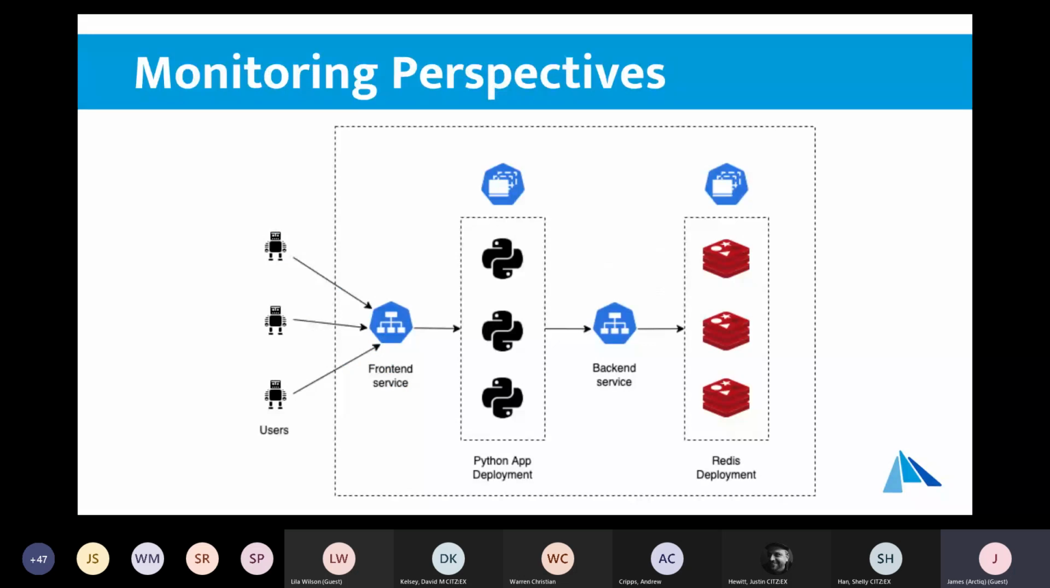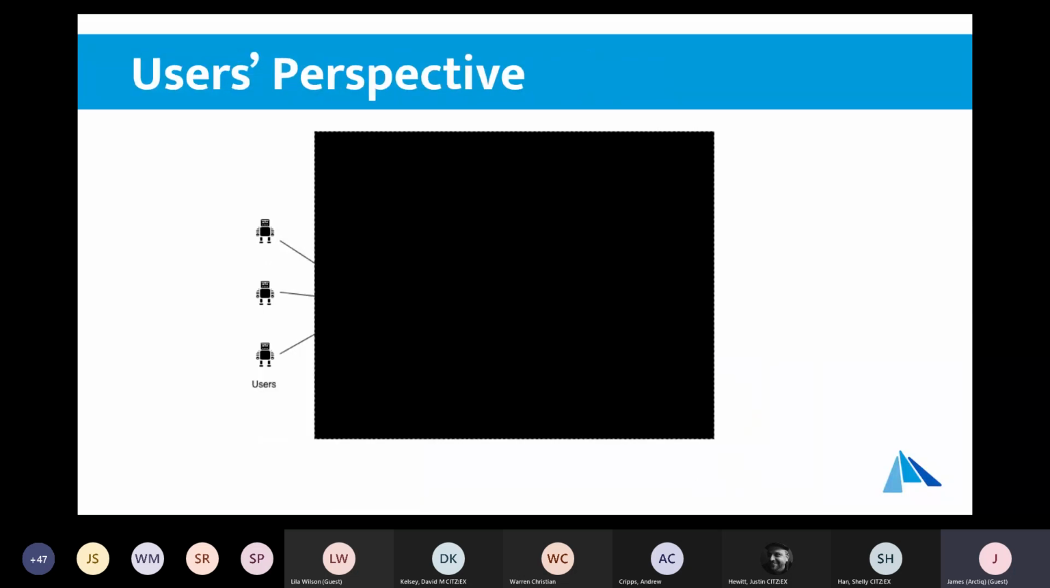So here's a very small service that has some users that interact with the front end service, which is made up of some Python apps, which use a backend service to talk to Redis. This would be a white box view, a monitoring perspective of the service. But if I was to look at the service from a user's perspective, it's just a black box. They make requests to it and hopefully get the response that they were looking for. They don't know or care about what's happening inside the black box. Starting out in monitoring, this perspective is a great place to start because it provides visibility into how the service is working as far as users are concerned.